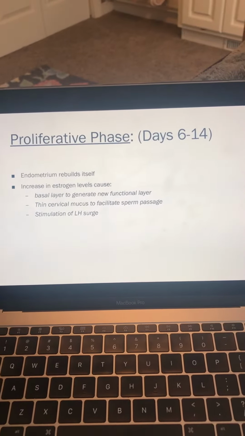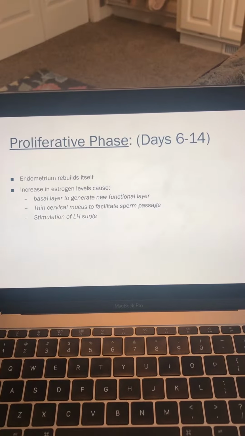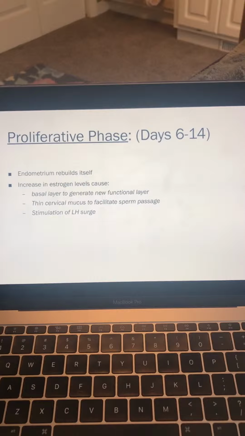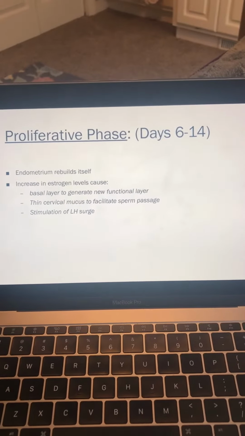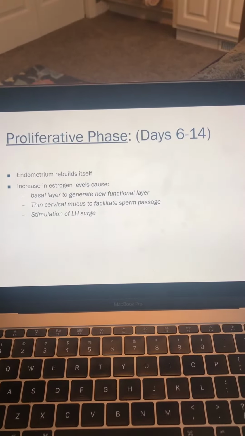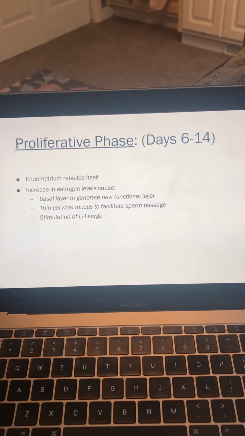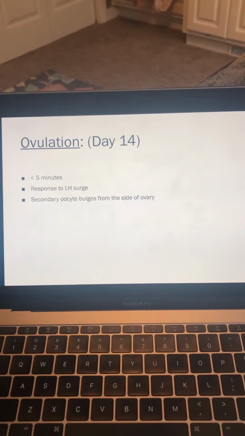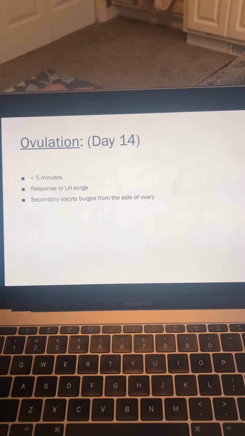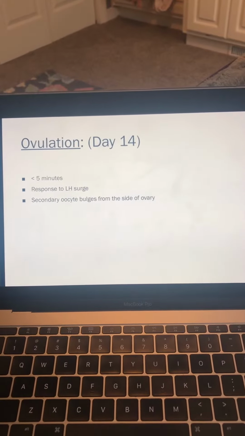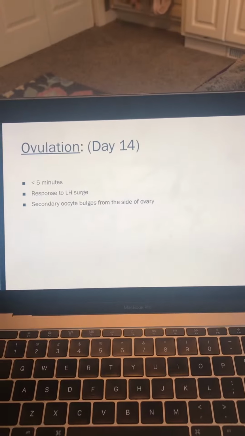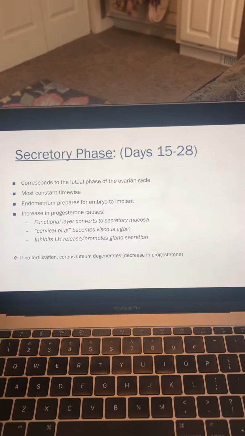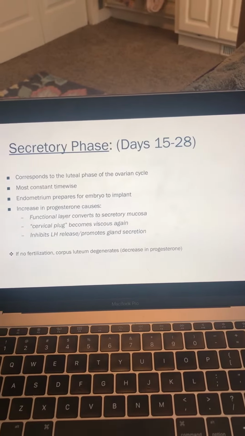The endometrium rebuilds itself. The increase in estrogen levels causes the basal layer to generate a new functional layer, thins the cervical mucus to facilitate sperm passage, and stimulates the LH surge. Then ovulation occurs at day 15, less than 5 minutes in response to the LH surge, and the secondary oocyte bulges from the side of the ovary. The secretory phase is days 15 to 28.